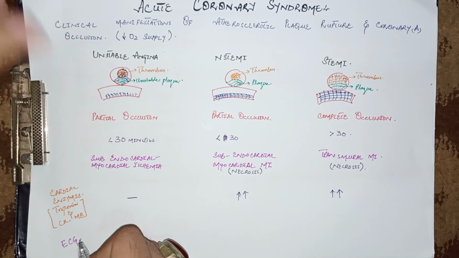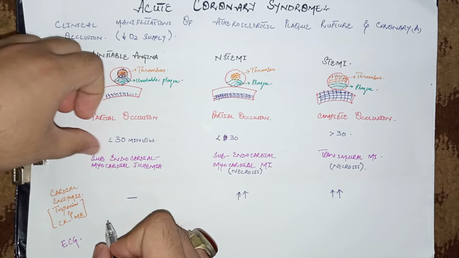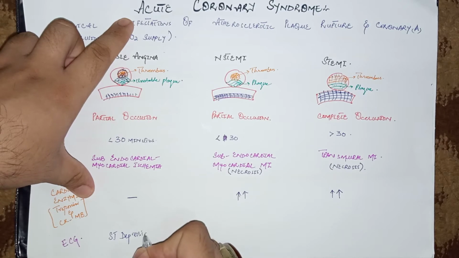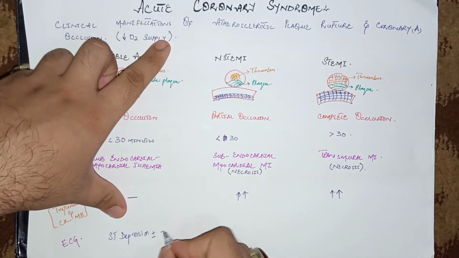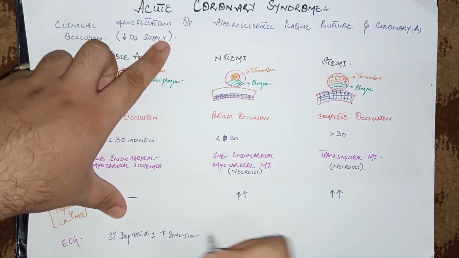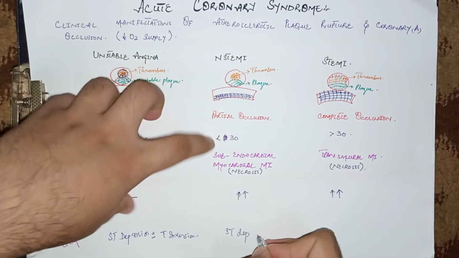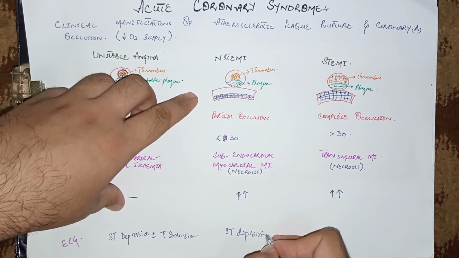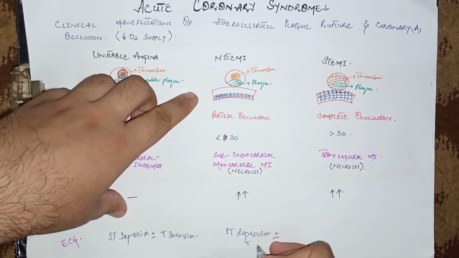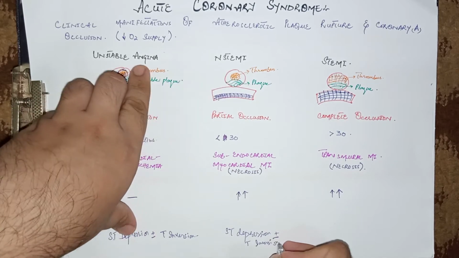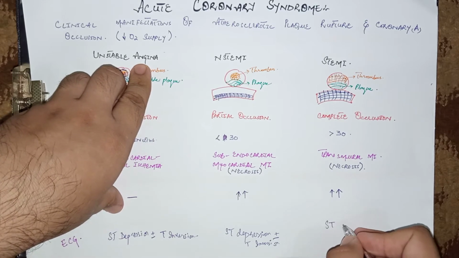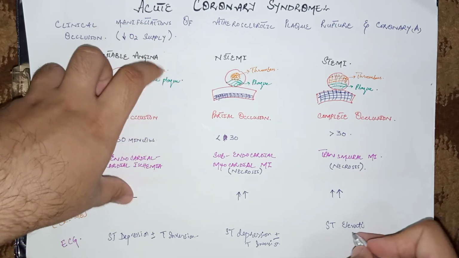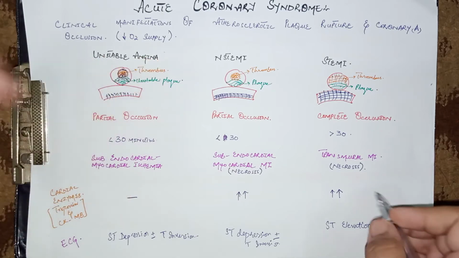Now come to the ECG changes. As we have discussed in the previous lectures, subendocardial myocardial ischemia causes ST segment depression, which may be associated with T wave inversion. And the same in case of non-STEMI, that is ST depression, because subendocardial myocardial ischemia or infarction causes ST segment depression. So ST segment depression plus or minus T wave inversion in case of non-STEMI and unstable angina, while there is ST segment elevation in case of STEMI or transmural infarction. There is ST segment elevation.